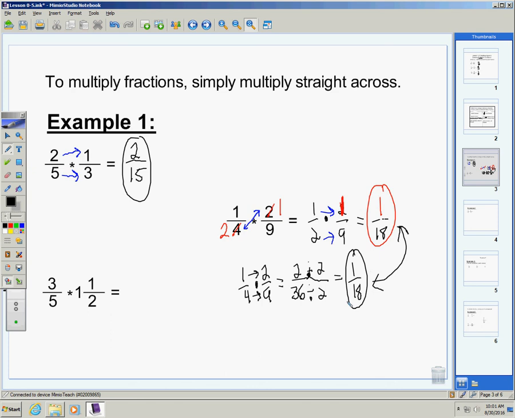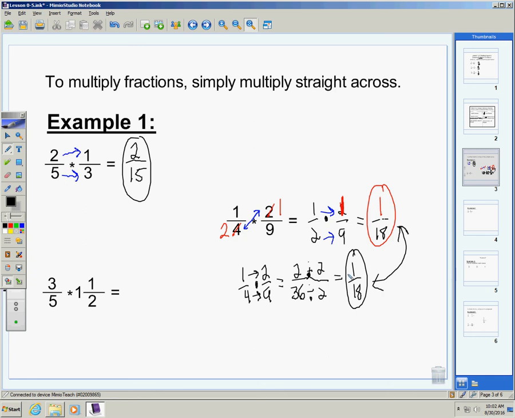To some of you, this cross-simplification may seem kind of confusing, especially since I screwed it up. So don't worry about it. Don't do it. Just multiply straight across, then simplify. For those of you that see this and it makes sense to you, go ahead and do it. I don't care which way you do because you will always end up with the same answer.